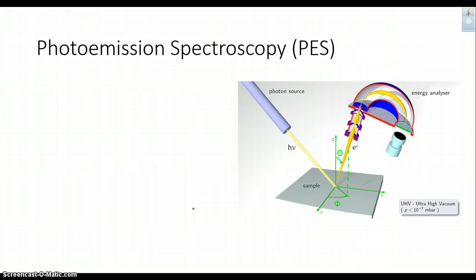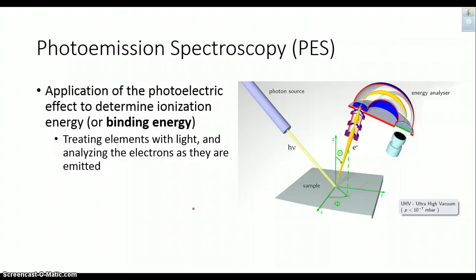This one right here is called photoemission spectroscopy. This is very new to the curriculum, but this is essentially an application of the photoelectric effect. And what this does is it allows you to ionize samples and then figure out something called the binding energy.